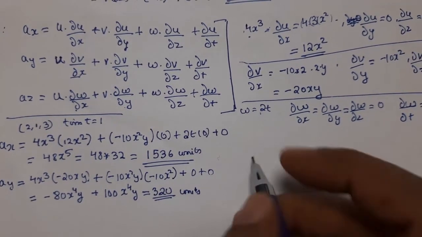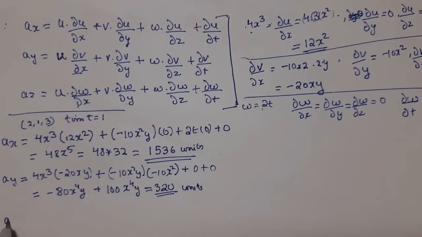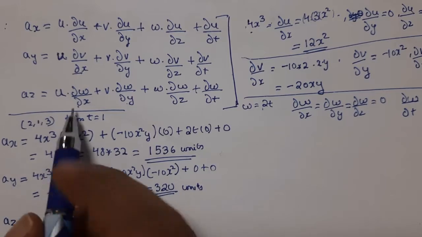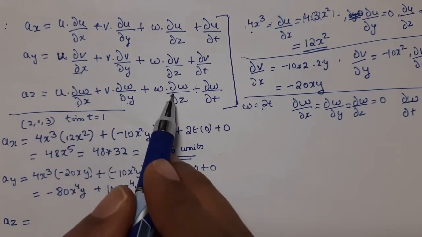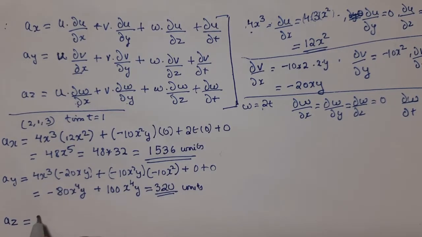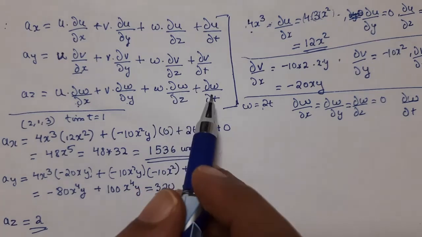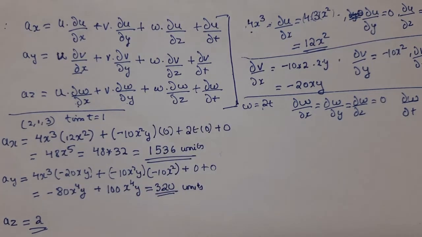And then the last one, I'll write it here down itself. AZ is equal to 0 0 0 plus 2 omega, so this will be nothing but 2. This is 0, this is 0, this is 0, and this is 2. So you'll get the value AZ as 2.